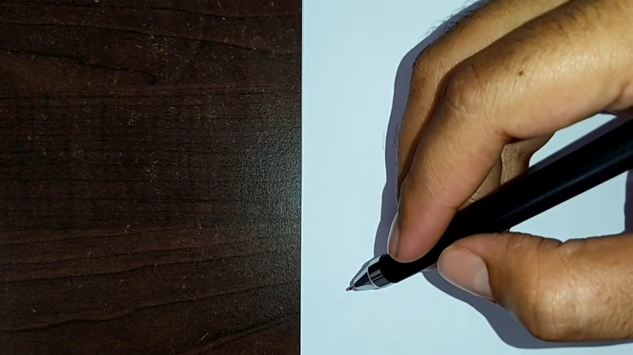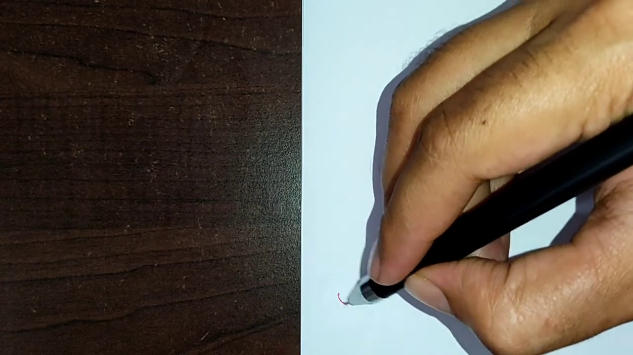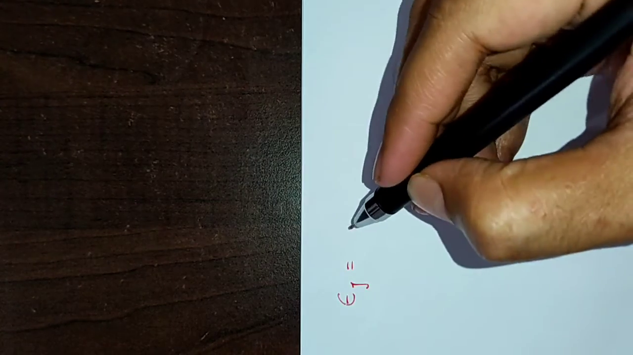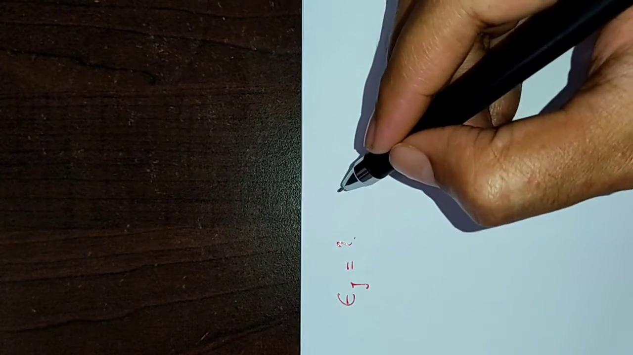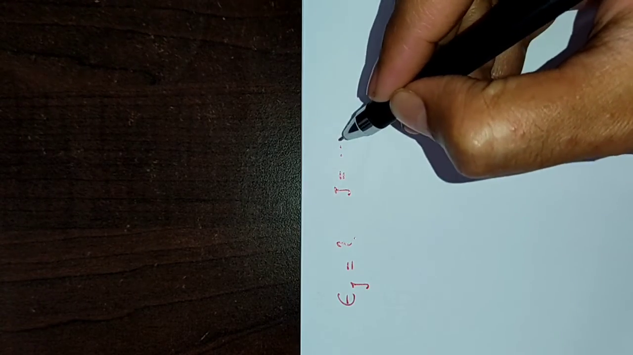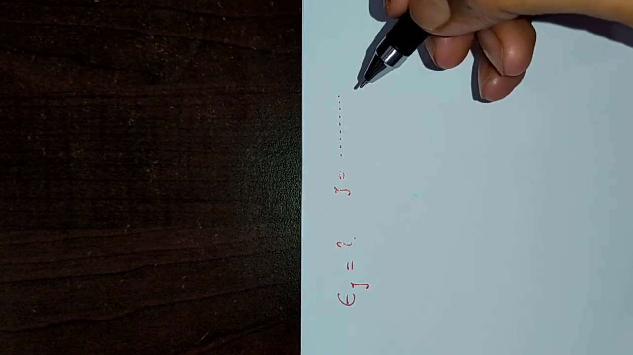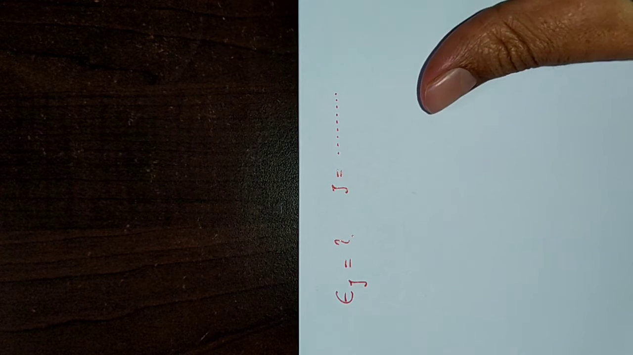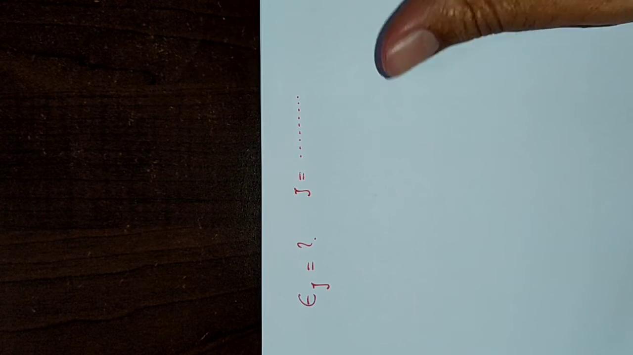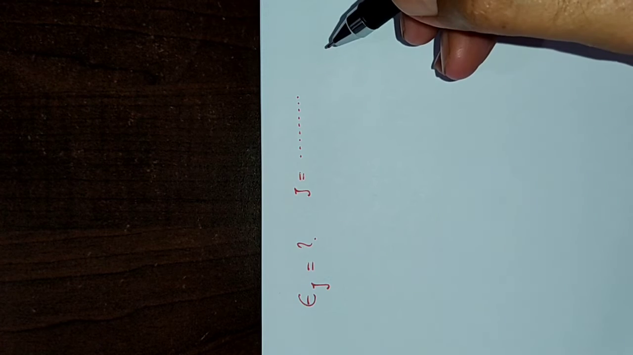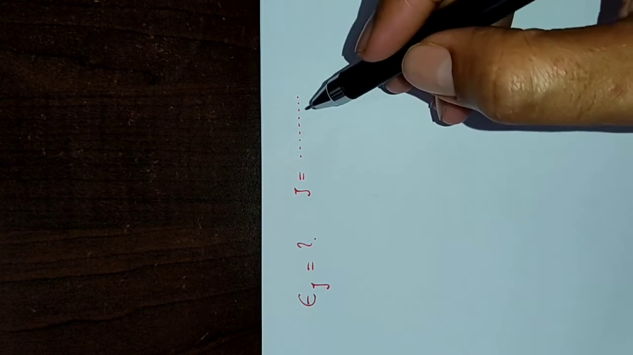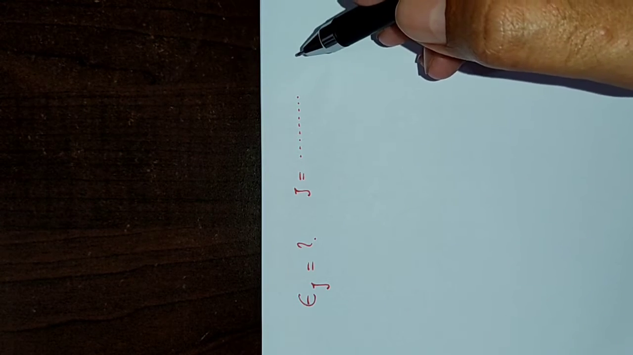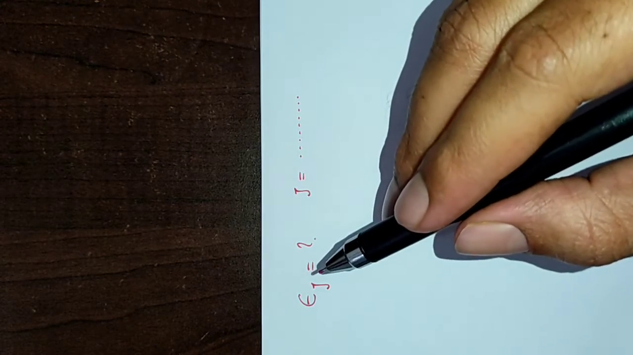In principle, we can calculate epsilon J for increasing values of J without any restriction. There is no upper limit, no restriction from the Schrodinger equation. Even for very, very high value of J, there will be the corresponding energy.